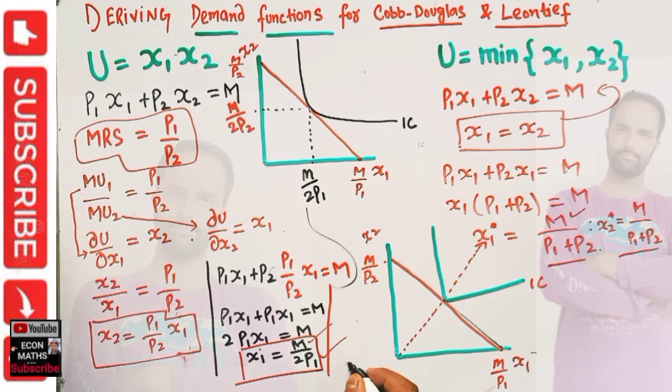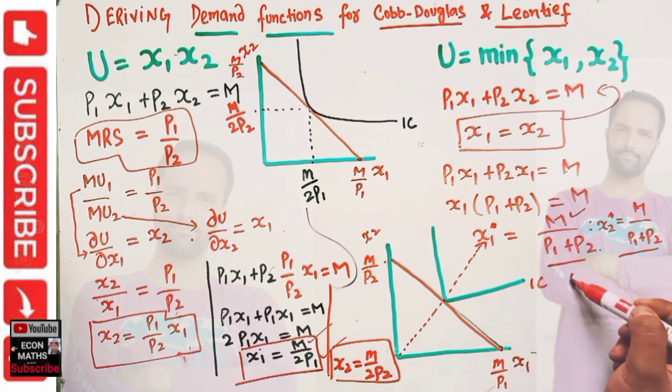So this was for good 1, so symmetrically x2, which I calculated, was m upon 2p2. These were the demand functions for Cobb Douglas preferences. These two are the demand functions for Leontief or min functions. Okay, thank you.